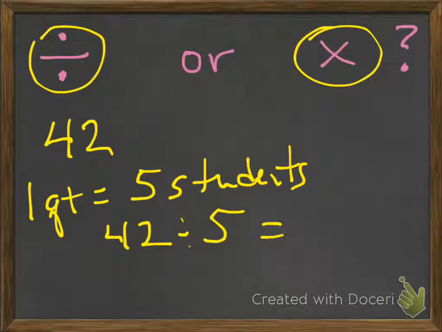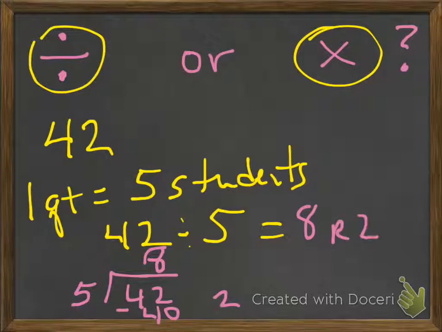Let's try the standard algorithm, 5 into 42. And 42 divided by 5, we can go in 8 times. So that's 40, and we get 2 left over. So our answer is 8 remainder 2.